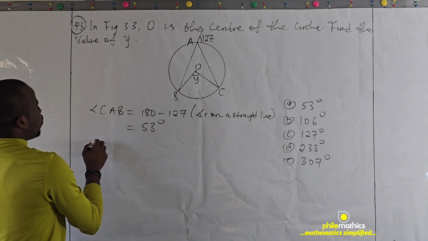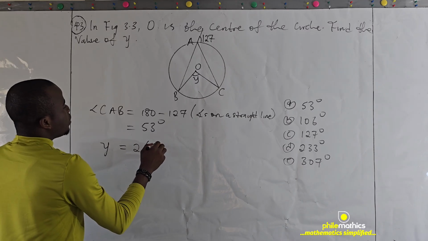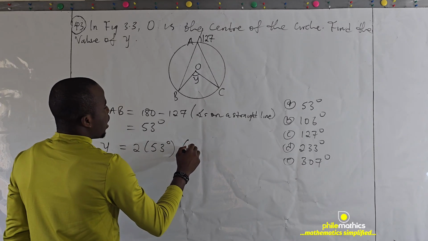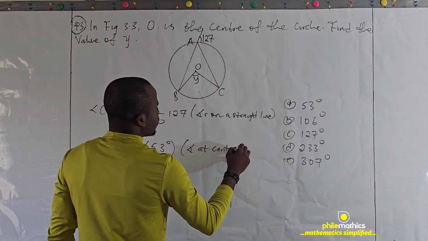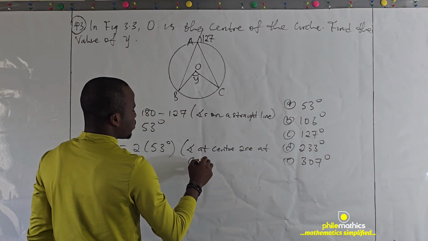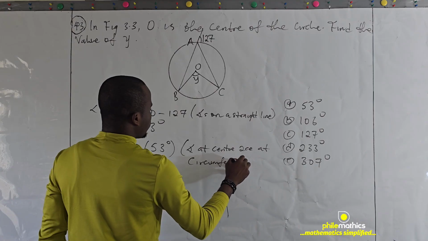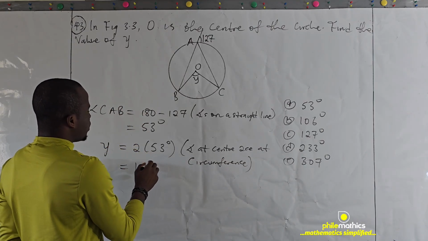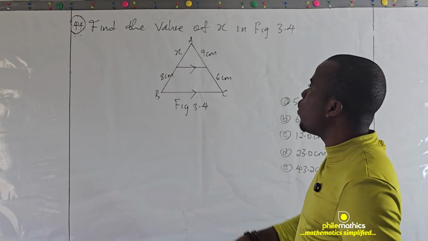And so therefore, Y is twice 53 degrees, which is angle at center twice angle at circumference. And so 2 times 53 is 106 degrees. And that's B. Find the value of X in this figure.